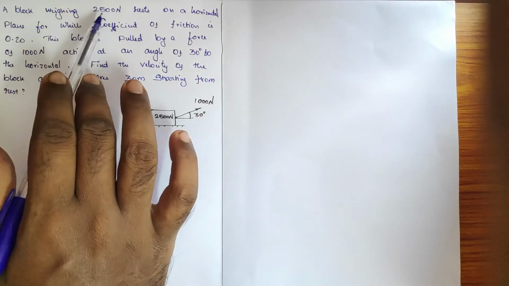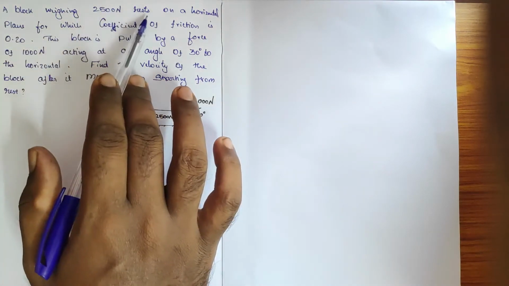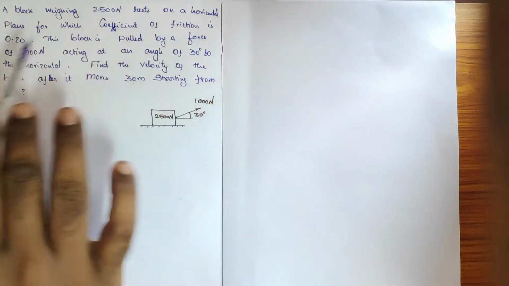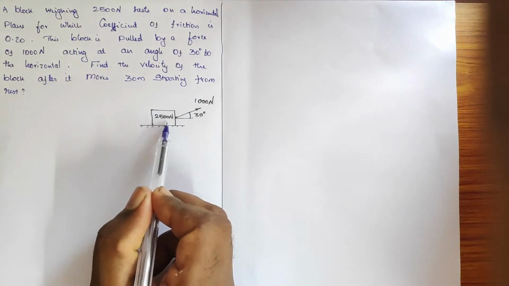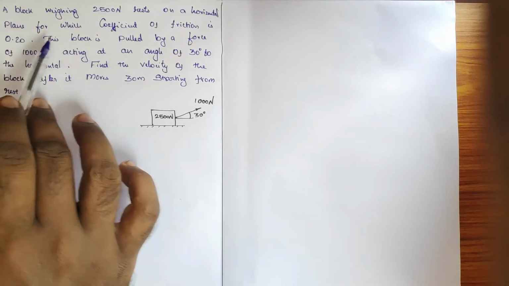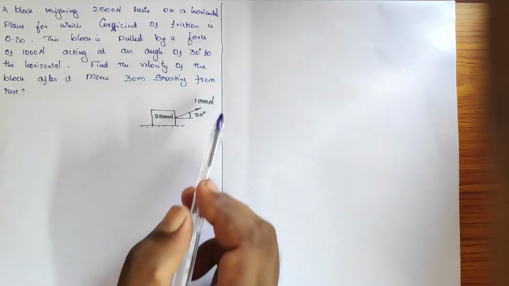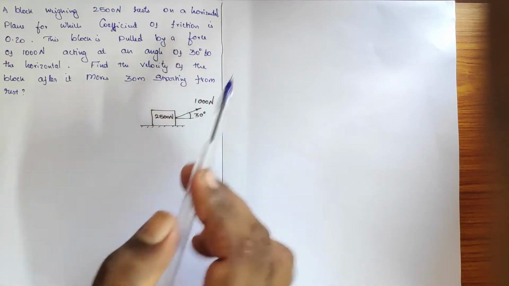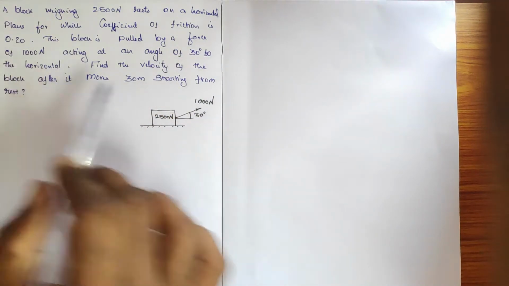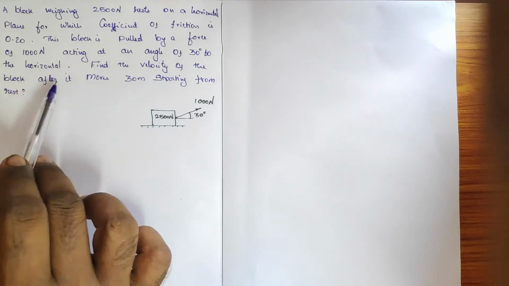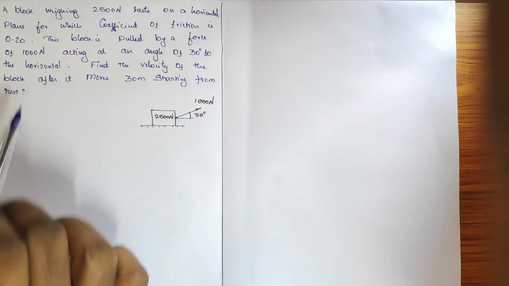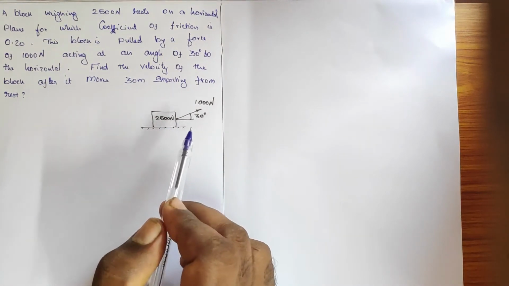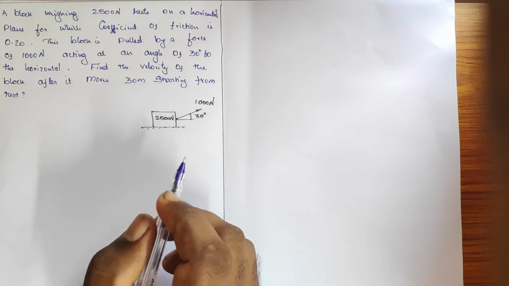A block weighing 2500 Newton rests on a horizontal plane, for which the coefficient of friction mu is 0.2. The block is pulled by a force of 1000 Newton, which is at an inclination of 30° to the horizontal. Find the velocity of the block after it moves 30 meters, starting from rest. Okay, fine.